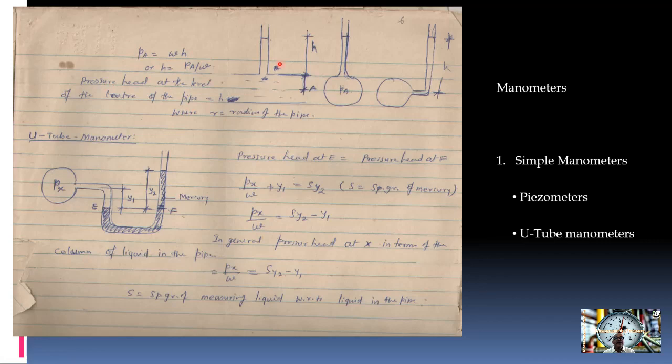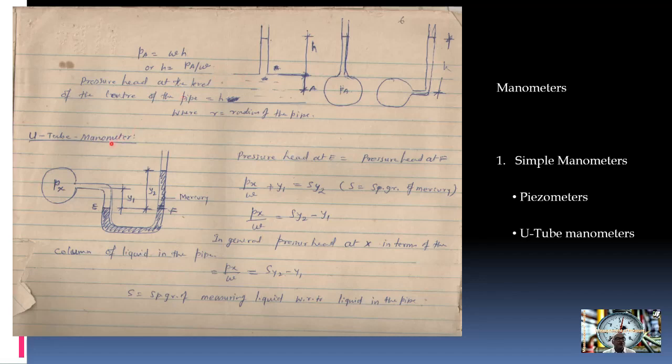The pressure head at H, let us say at the center of the pipe, let us say this is pressure PA and height is H. So PA is equal to W into H. If you multiply this height H by the specific weight of water, you will get the pressure at A in terms of Newton per meter square, if we take 9810 Newton per meter cube as the specific weight of the water. So this way we can calculate the pressure by using piezometer.